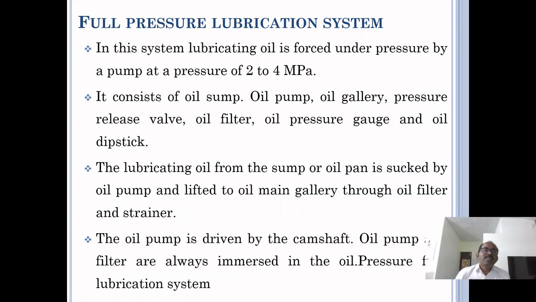Next, in this system the lubricating oil is forced under pressure by a pump, at a pressure of 2 to 4 megapascal. It consists of the oil sump, oil pump, oil gallery, pressure release valve, oil filter, oil pressure gauge, and oil dipstick. The lubricating oil from the sump is sucked by the oil pump and lifted to the oil main gallery through the oil filter and strainer. The oil pump is driven by the camshaft. The oil pump and filter are always immersed in the oil in the pressure feed lubrication system.